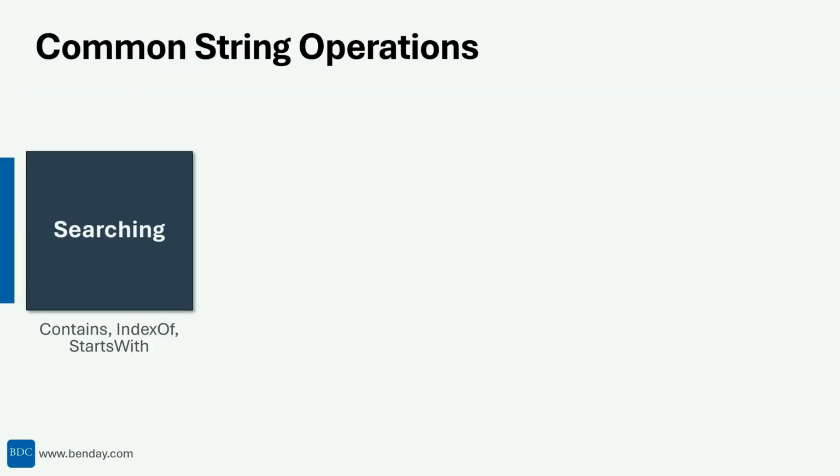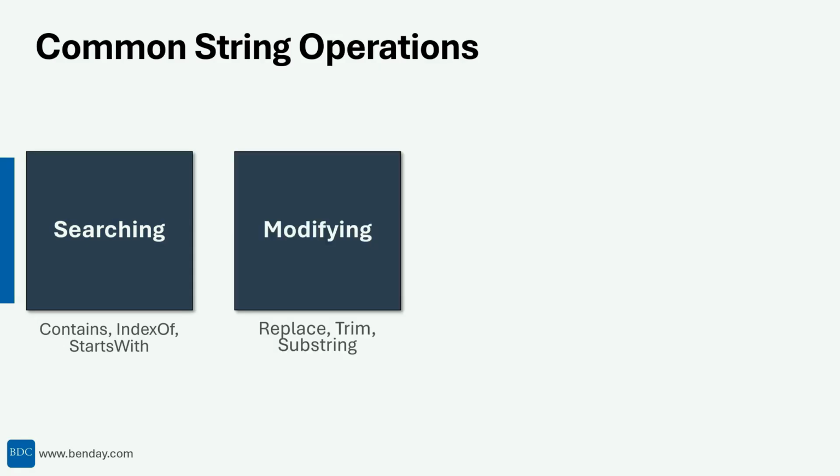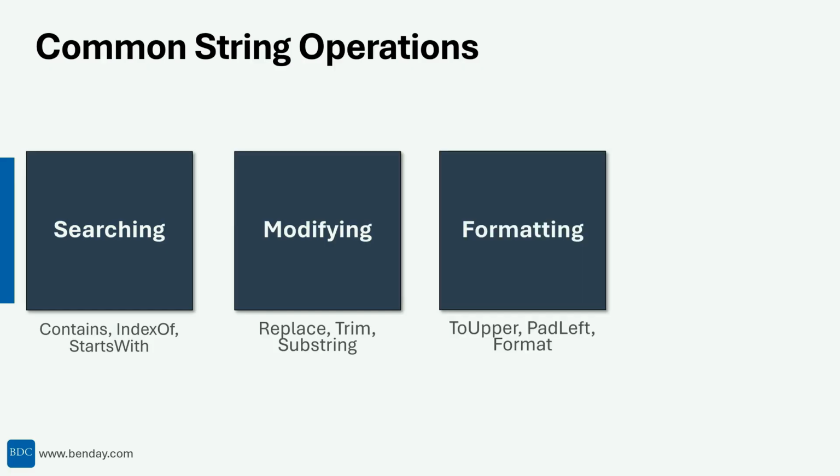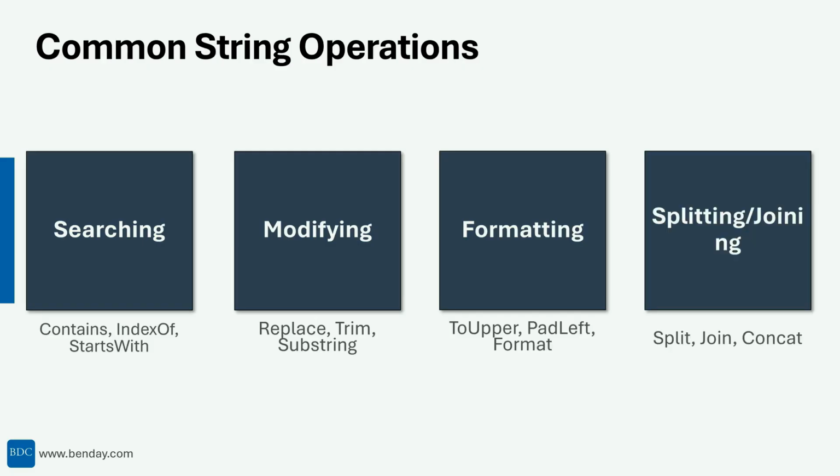For finding text, use Contains for simple checks, IndexOf to get position, or StartsWith and EndsWith for prefix and suffix checks. To modify strings, remember, this creates new ones: use Replace for swapping text, Trim for removing whitespace, Substring for extracting parts. For formatting, ToUpper and ToLower change case, PadLeft and PadRight add spacing, and string.Format for complex formatting. Split breaks strings into arrays, Join combines arrays into strings, and Concat efficiently combines multiple strings.